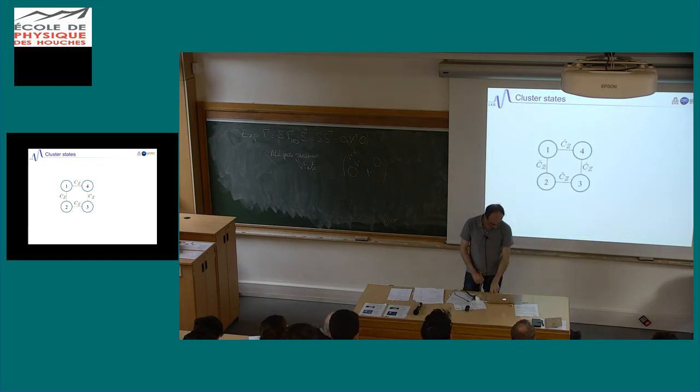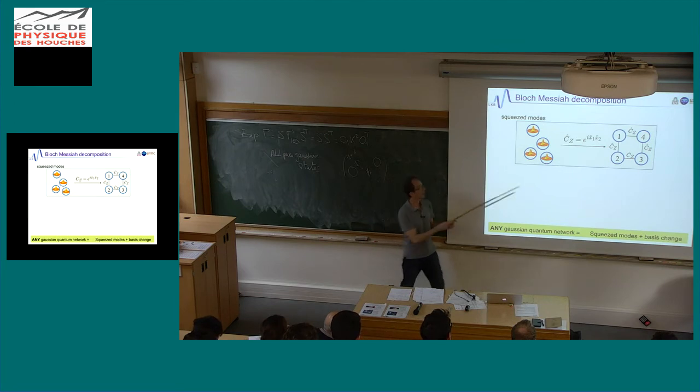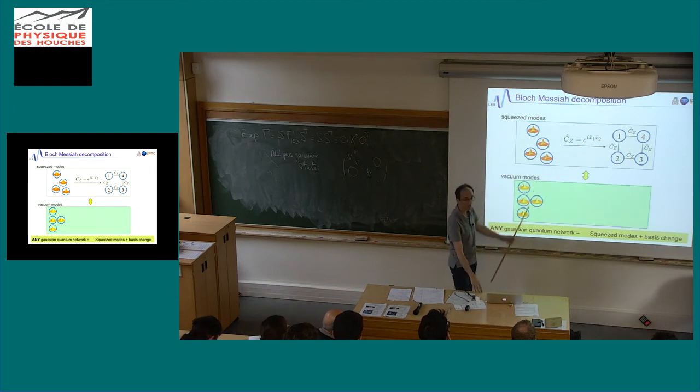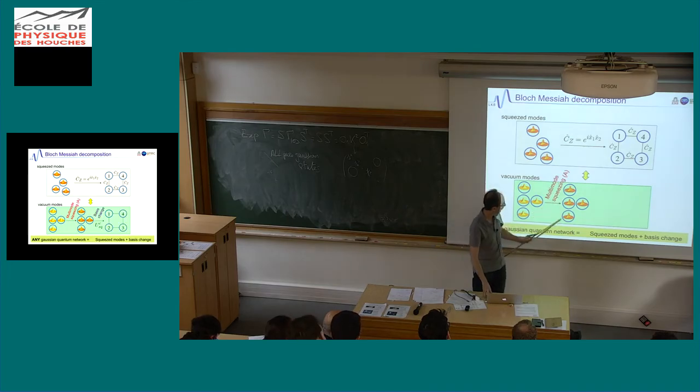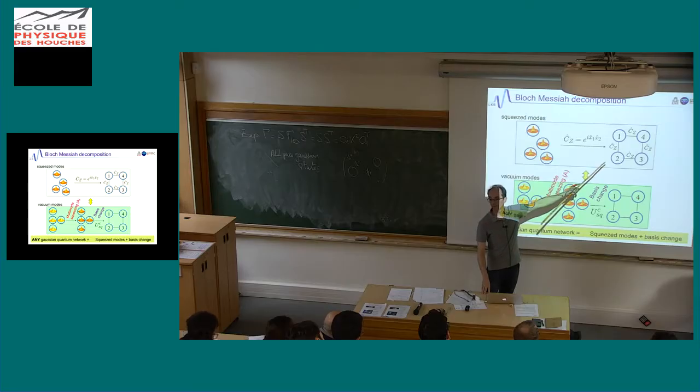Sorry, I think this one I want to skip because it's not interesting. But the point is that at the end of the day, this is also a Gaussian state. So because it's a Gaussian state, you can take 4 vacuum modes, take 4 squeezers, make a basis change, and get exactly the same. Okay?